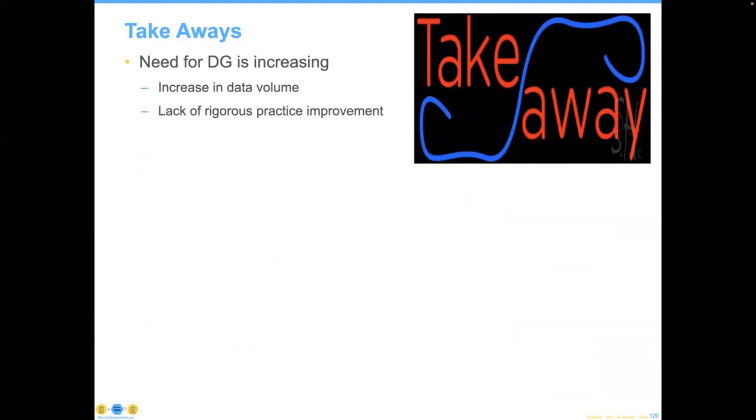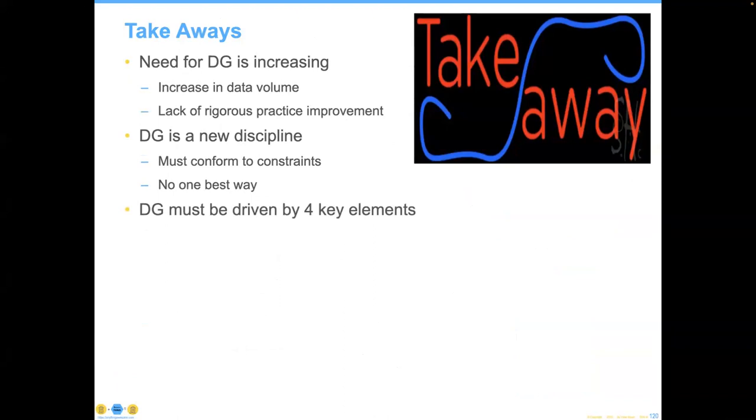Improvement needs to get better as well, that it's a new discipline. It's got to conform to constraints. There is no one best way. And in fact, I think it was said at the top of the hour by Matt, if they tell you it's a cookie cutter thing, walk away. And I like that concept there.